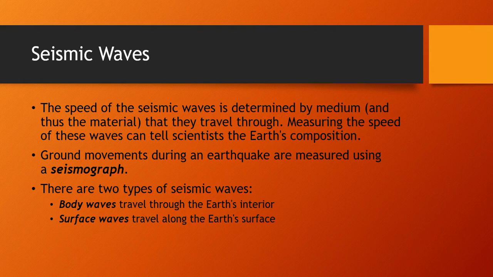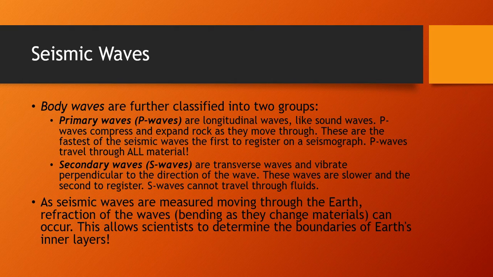So there are 2 different types of seismic waves that we use to determine the interior aspects of the Earth. They're what are known as body waves, which travel through the Earth's interior, and then there are surface waves, which travel along the surface. In terms of body waves, we classify those into 2 groups. The first are what are known as primary waves or P waves. These are longitudinal waves, which means that the wave itself vibrates parallel to the direction that it travels. Sound waves are longitudinal waves.